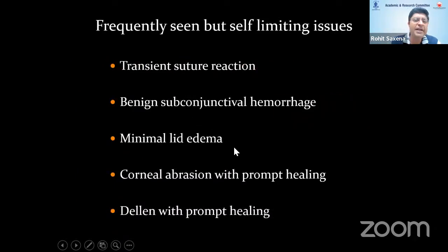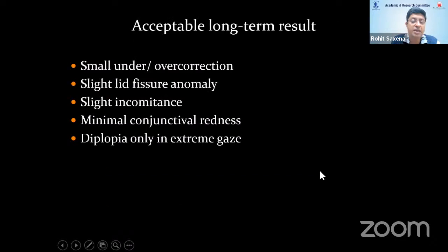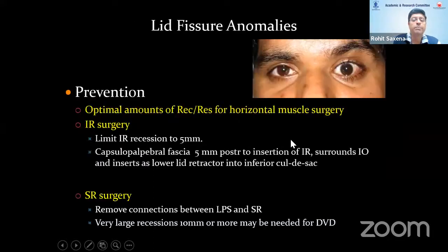Frequently seen but self-limiting would be suture reactions, hemorrhages, lid edemas, and corneal abrasions. Be careful about these. Sometimes you miss them and there is a lot of edema the next day post-op. So it's important to look for abrasions and dellens, which usually would heal easily. Dellens are more common with a limbal incision. Acceptable ones would be small under- or overcorrections, lid fissure anomalies, slight incompetence, and sometimes diplopia in extreme gaze.